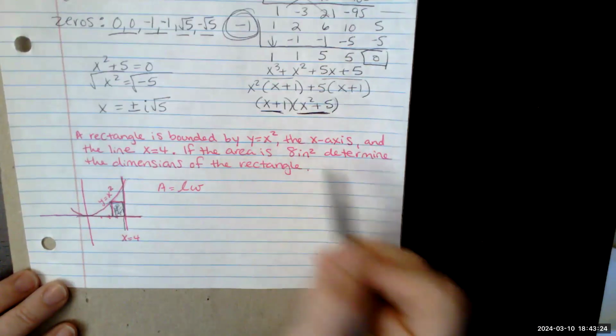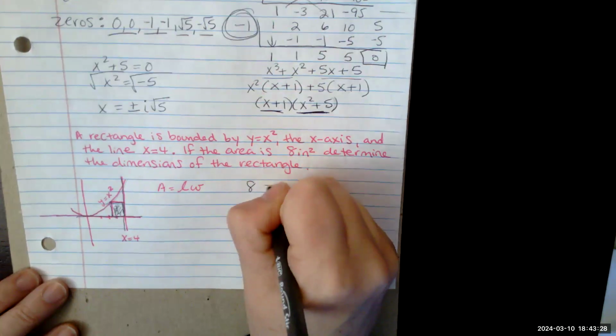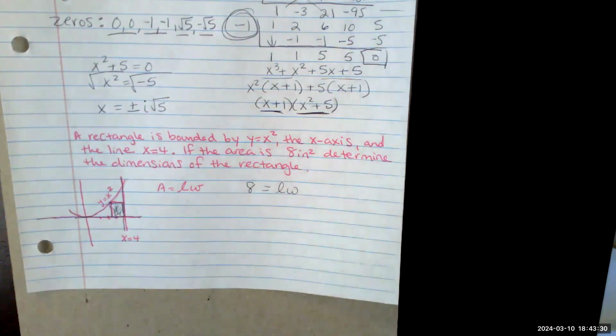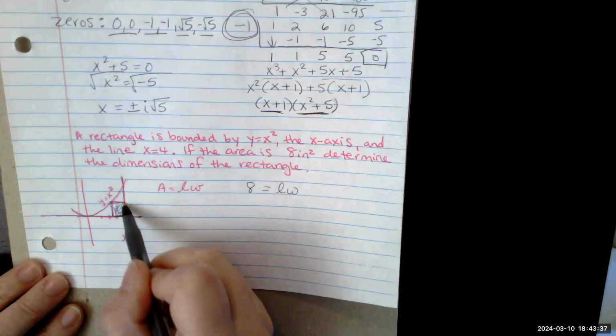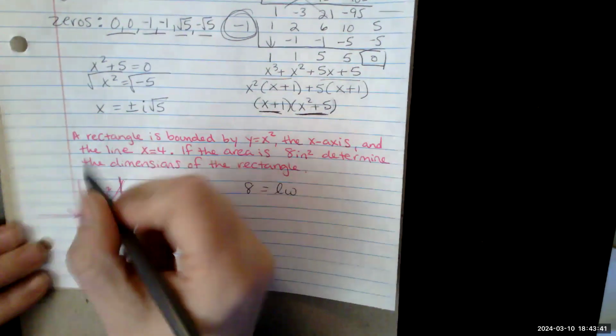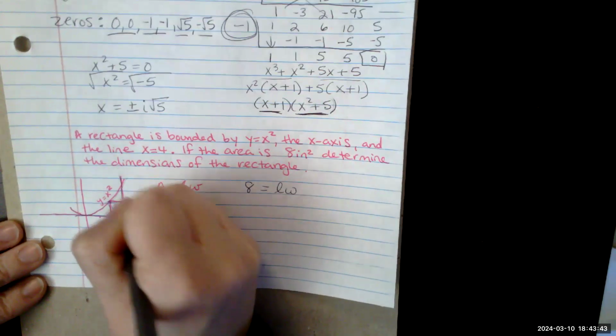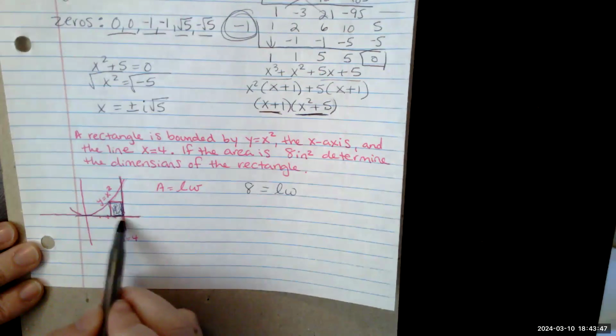If the area is 8 inches squared, so we already know the area is 8, determine the dimensions of the rectangle. So they want me to find how long and wide this is. What is the length? What is the width? So let's look at this. First of all, we're at 4. So we know the distance here is 4 overall, but we don't know what ours is of the rectangle.